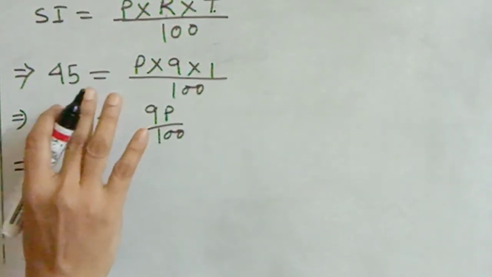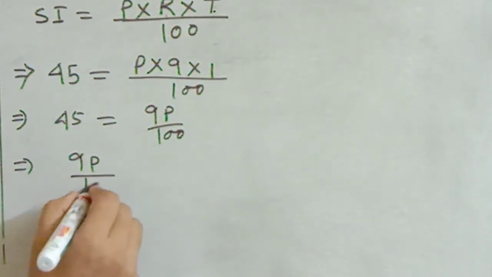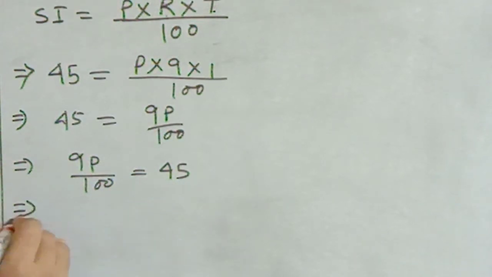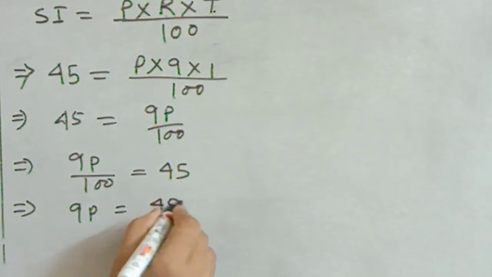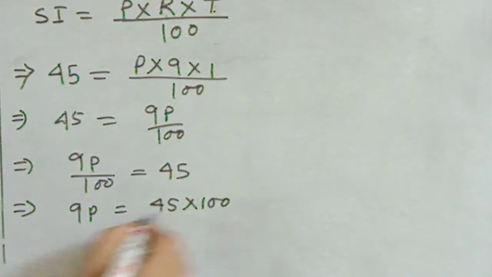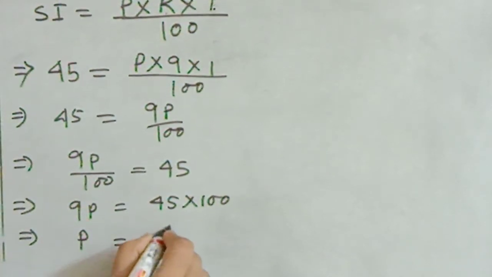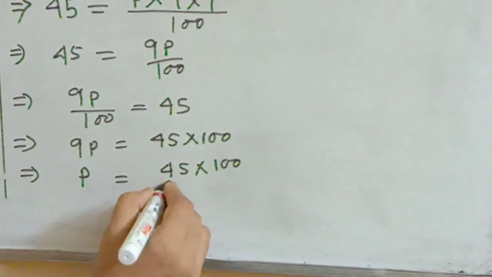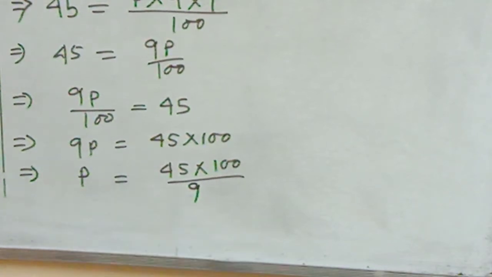We can change the left hand side and right side. As a whole we are changing, so no need to change the sign. 9P by 100 is equal to 45. Now separating the variable, 9P is equal to 45 into 100. Therefore, P is our principal, 45 into 100, and 9 was multiplied here. So for transposing, I will divide this by 9.